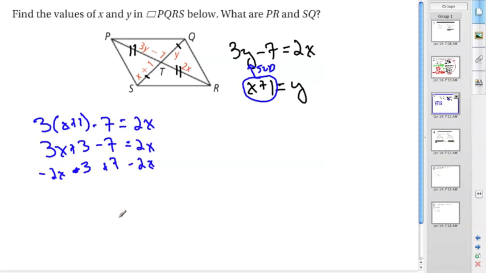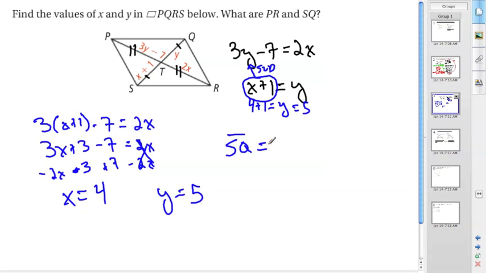So we have x equals adding 7, and then minus 3, which is 4. x equals 4. So that means y equals 5, because we know x is now 4. 4 plus 1 equals y, which equals 5. And we can substitute in. So SQ equals x plus 1 plus y, which is 4 plus 1 plus 5, which equals 10.